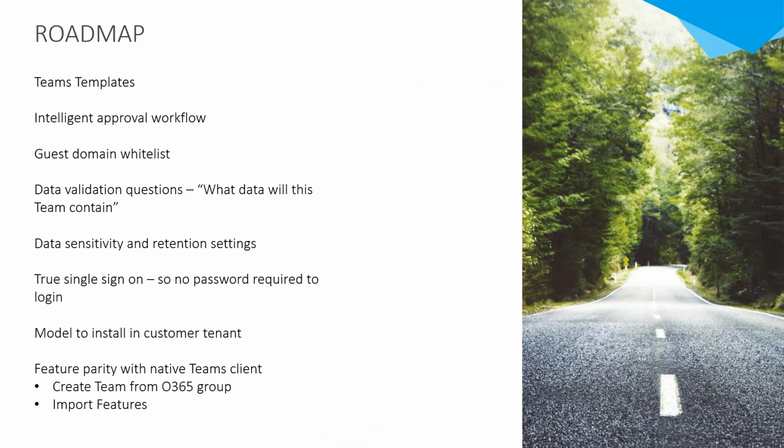So those are some of the key features we're using at the moment to control the security and governance within Teams. These are some of the roadmap features that are coming down the line very soon after this, based on conversations we're having with people. So Teams templates is one. We've had a lot of requests to make the approval workflow more intelligent, which we're working on. To give you an idea, if it is a team that deals with highly sensitive or classified information, that needs to be approved by multiple people before it can be created.